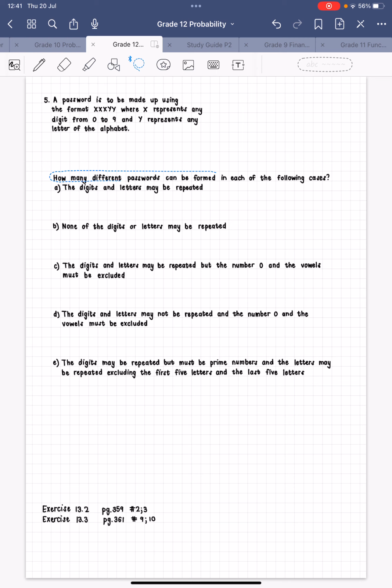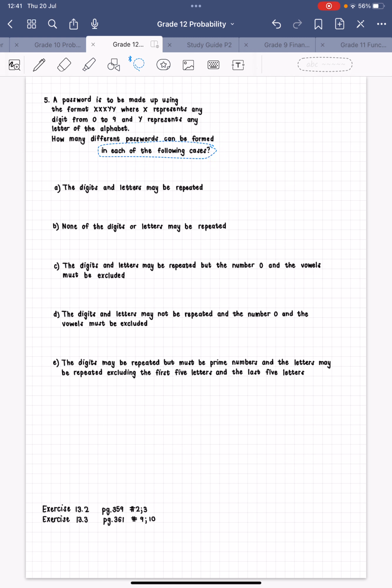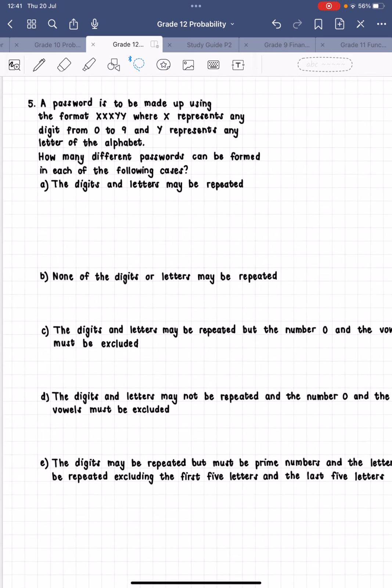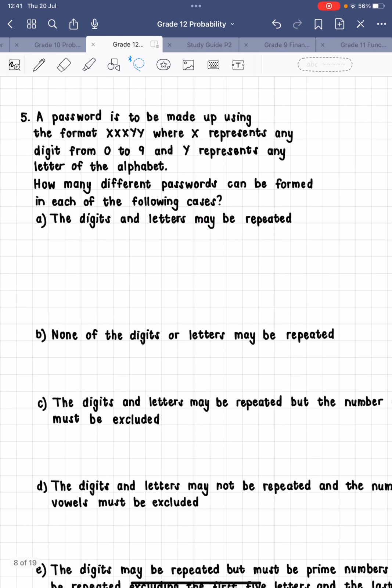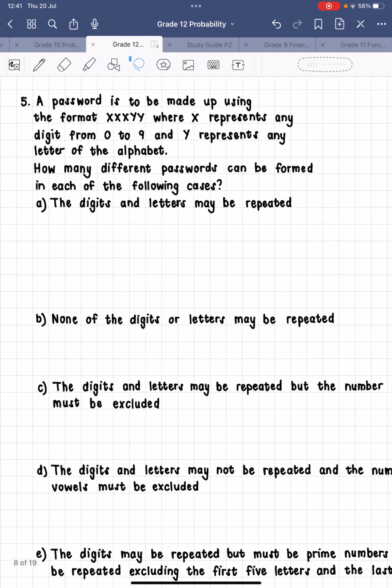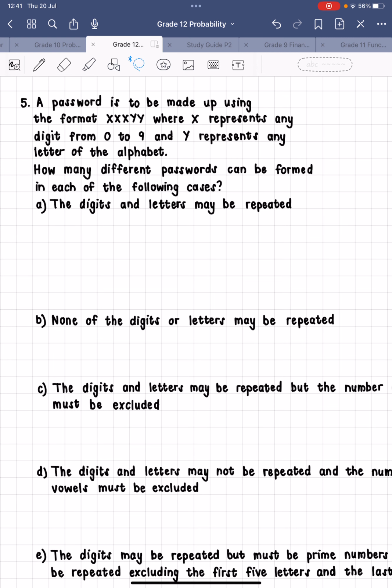Alright, we are now going to be talking about how many passwords we can make. And this is a very common final exam type question. They are telling us that a password is to be made up using the format XXXYY. So how many slots in that password, guys? 5. So I'm going to draw 5 lines for each of these. Okay, so this XXXYY is telling me that I'm going to have to use 5 lines.